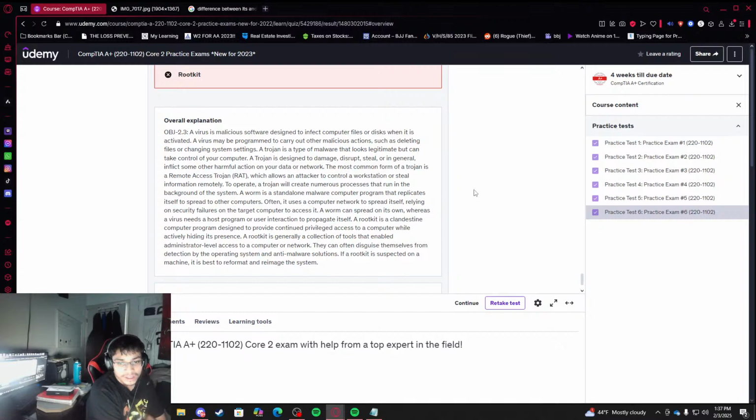A rootkit is a clandestine computer program designed to provide continued privileged access to computers while actively hiding its presence. A rootkit is generally a collection of tools that enable administrative level access to a computer or network. They can often disguise themselves from detection by the operating system and anti-malware solutions. If a rootkit is suspected on a machine, it is best to reformat and reimage the system.